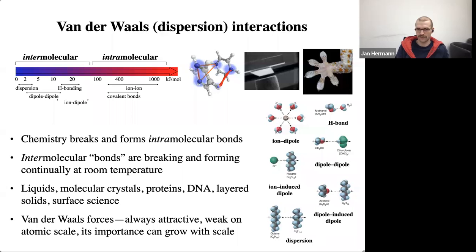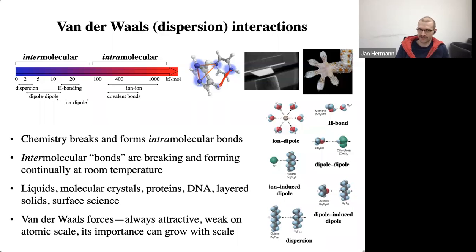And this applies to most liquids, molecular crystals. So typically, you know, something like ice or something like a drug in a tablet, proteins, essentially all biological matter, layered solids, or whenever you have some industrial process that might happen on a surface, all these things are driven by intermolecular interactions. And then one part of that group of intermolecular interactions would be dispersion or Van der Waals interactions.